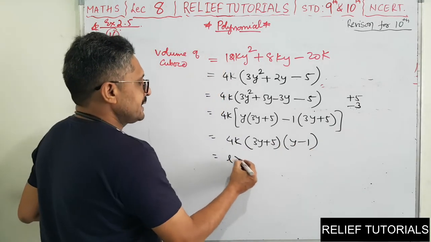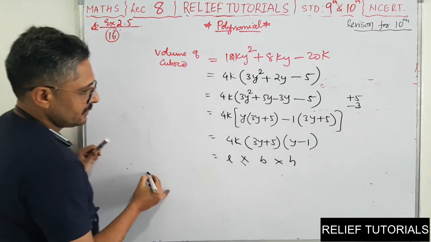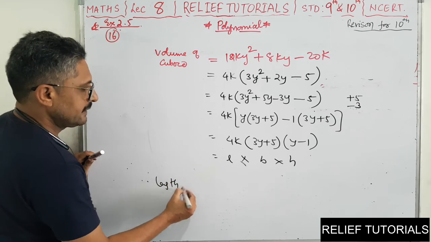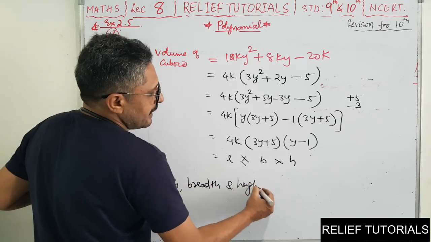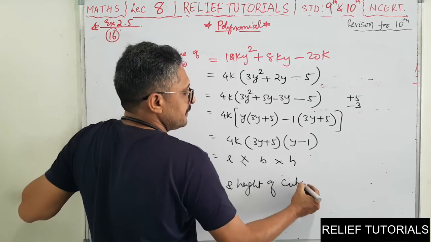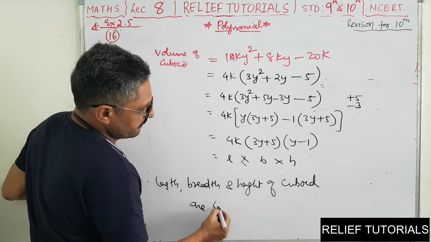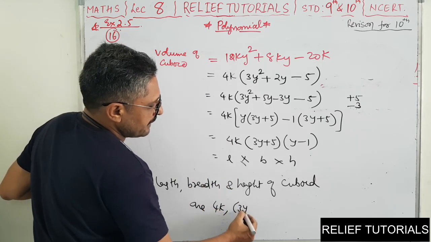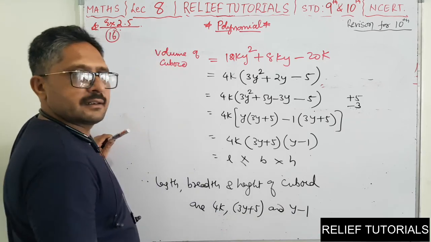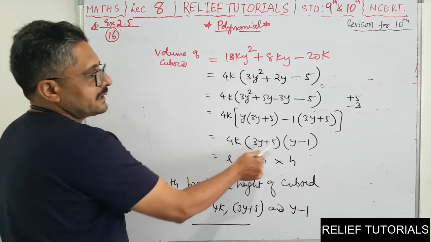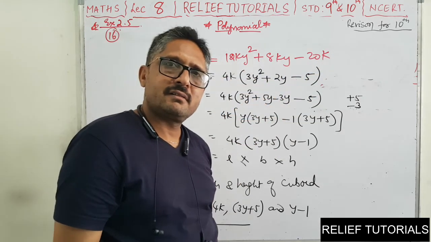So that is equal to length into breadth into height. So therefore length, breadth and height of the cuboid are, you can take 4k, 3y + 5 and y − 1. Okay, length, breadth, height. Just find the factors of the given expression.